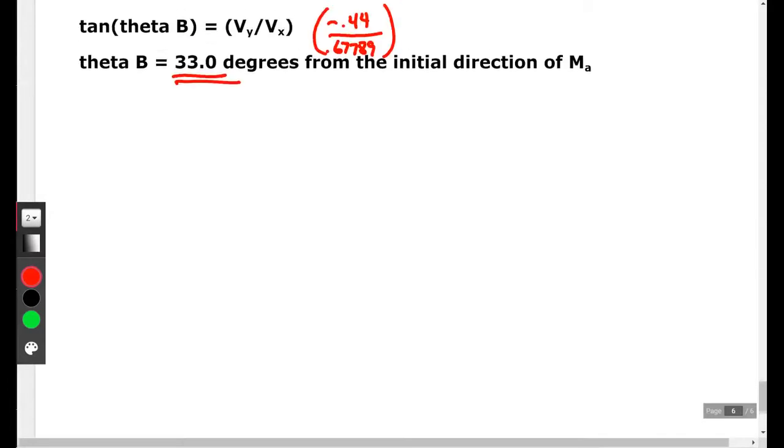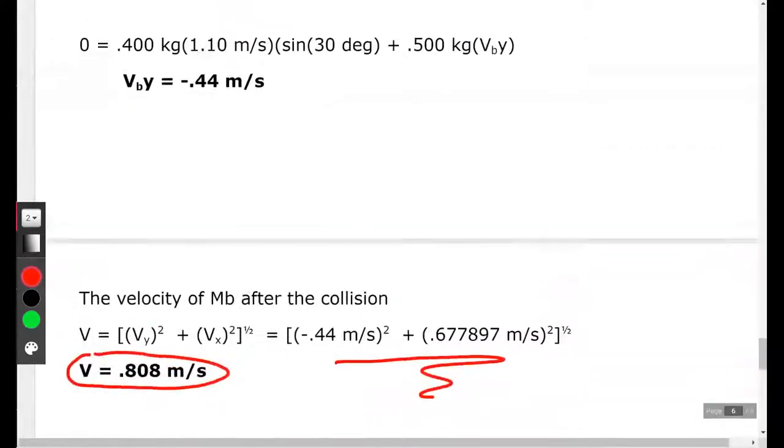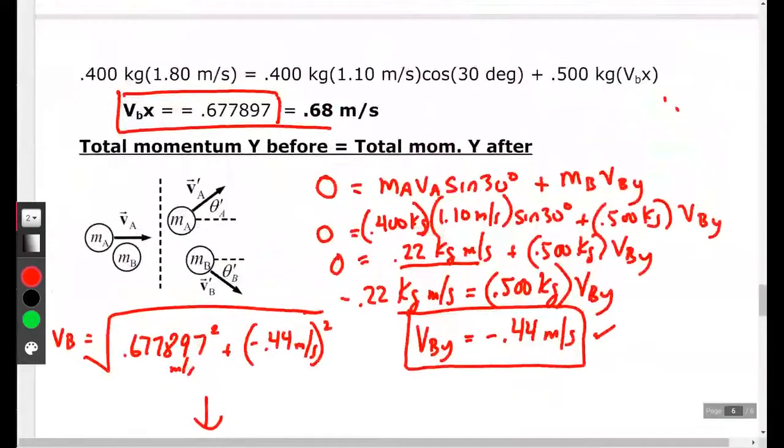How about that? So let's go over it again because it was a lot. I knew VA, I knew MA, MB, VB. I knew this angle, I knew everything here, but I didn't know everything. And I knew the mass after because the mass before is the mass after. I wanted to get VB, and I said to myself, if I could get VBY and VBX, the components of VB, I can use the Pythagorean theorem to get VB. And I could also use tangent to get the theta.